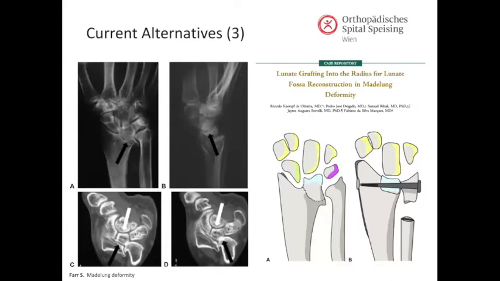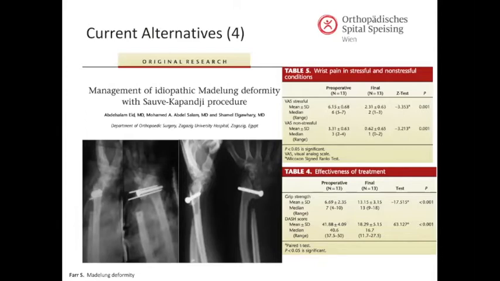We have case reports with salvage rescue methods to address Madelung deformity, like in this case, or also the Sauvé-Kapandji procedure has been performed in Madelung cases, showing actually good results, like good grip strength, DASH scores with 18 points. So it's really not bad.